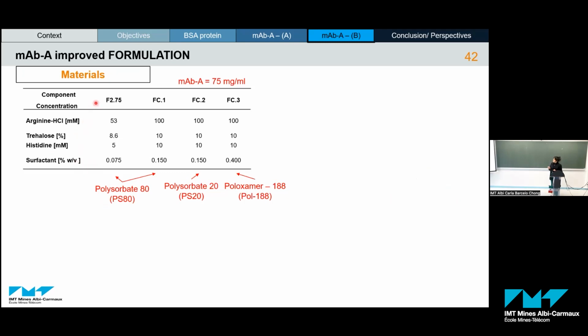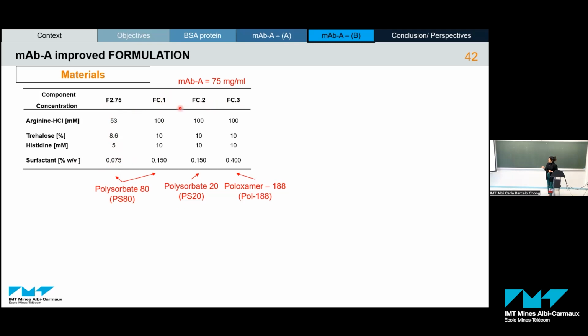The first one corresponds to the F2.75 we used in the previous section, using polysorbate 80 at a lower concentration compared to the new formulations we are going to show. And this one was used as reference, given that it already showed a decrease in protein aggregation and turbidity. Now, for the improved formulations, we are going from FC1 to FC3.